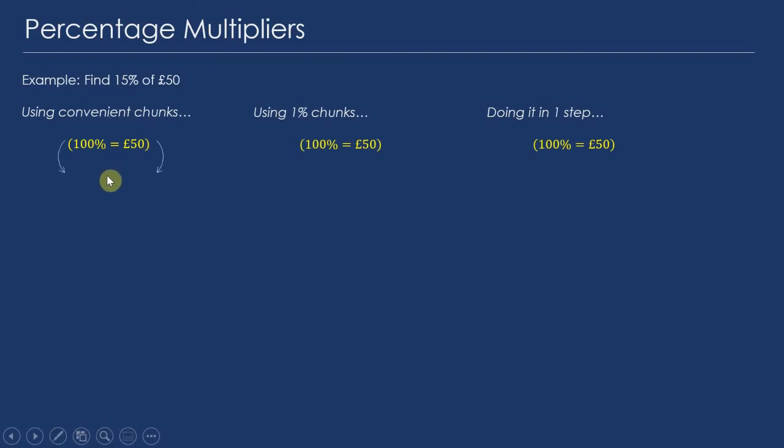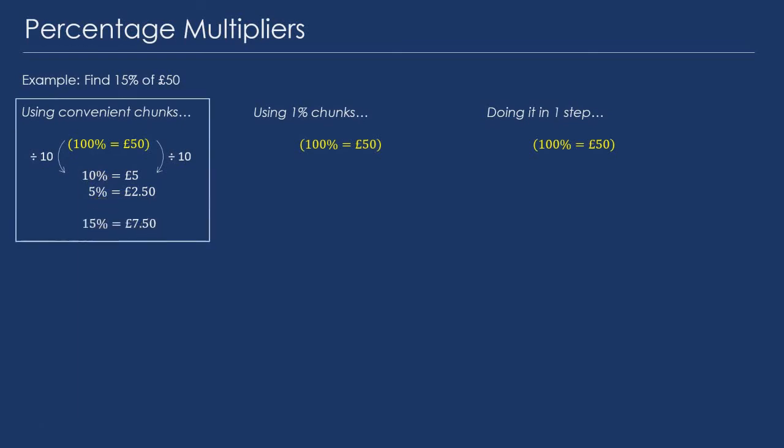So when we're talking about easy chunks, maybe 10% would be a go-to one that you would normally use because 10% is 1/10 of 100%, and therefore you divide by 10 to find 10%. So 10% would be £5. I need to find 15%, so I need another 5%, and that will be half of 10%. So half of £5 will be £2.50. If I add those together, I'll have 15%, and 15% will be £7.50.